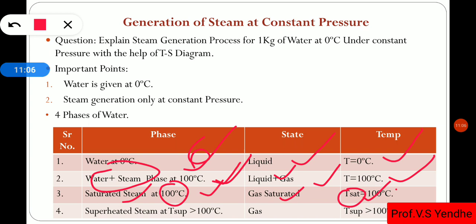Then the final phase is the superheated steam at temperature T_sup, which is greater than 100 degrees Celsius. That means after this stage the temperature goes on increasing and the phase is completely gas, because there are no water particles contained inside the steam. So this type of steam is known as dry superheated steam, because it doesn't contain any water particles. Okay, so these are the 4 phases.